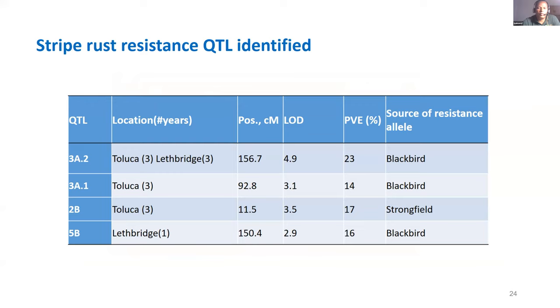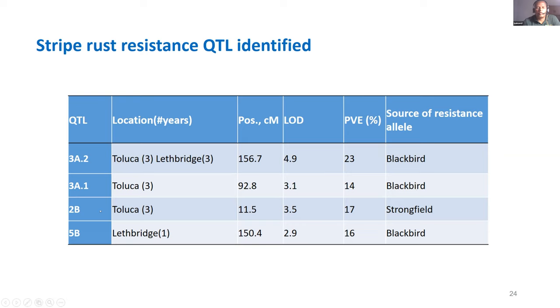So in this case, we found four QTL associated with the resistance. Only one of the QTL was detected across regions or countries. That was the first QTL on 3A.2. So this QTL was detected in all the locations except one in Canada, and it's derived from Blackbird. And the other QTL, like 3.1, was detected in Toluca, and it's also derived from Blackbird.